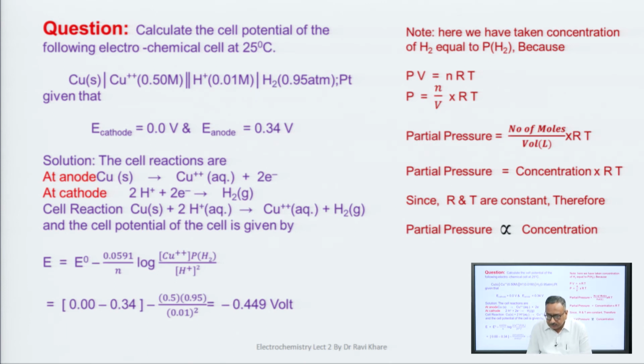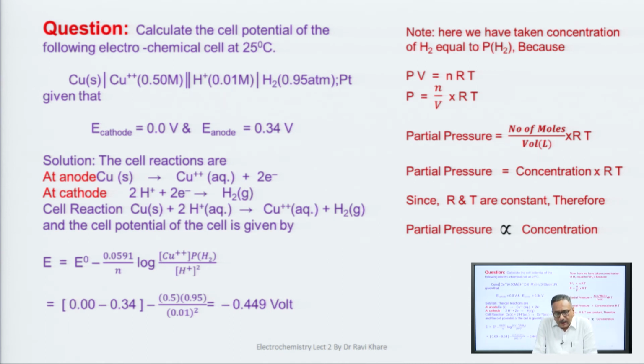Next question. Calculate the cell potential of the following electrochemical cell at 25 degrees Celsius. This is a very important question because some concept is there. Generally, you use the chemical equation, molar concentrations, active masses, and activity in order to determine the electrode potential or cell potential. So, you have to write here: cell potential, half cell reactions and electrode potential, determination of electrode potential.